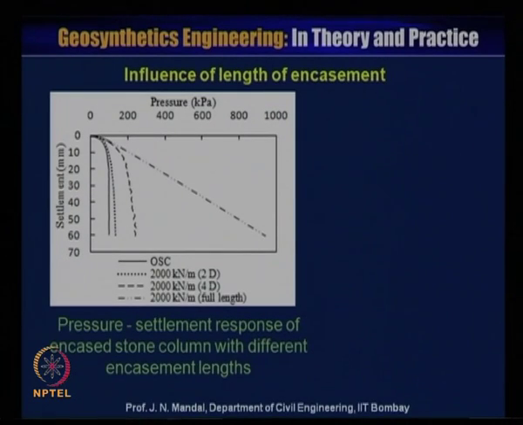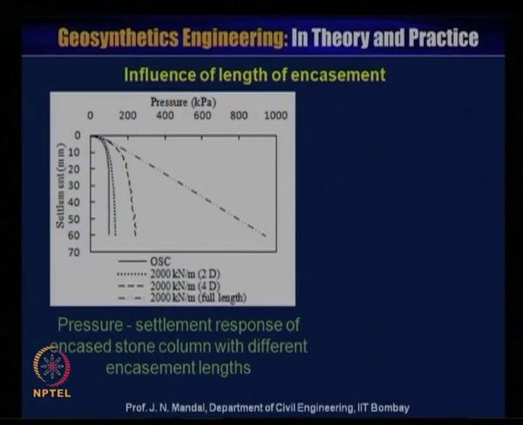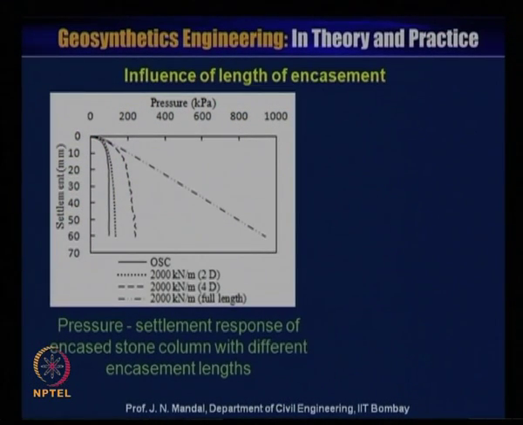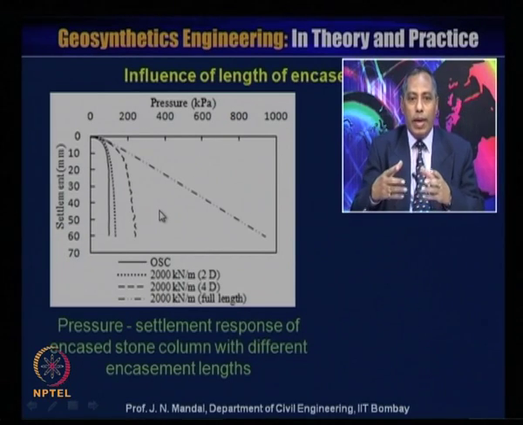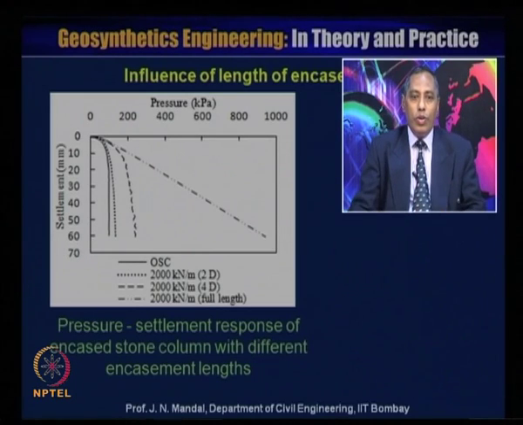Now, what is the influence of the length of the encasement? Here is the pressure settlement response of the encased stone column with different encasement lengths. We know the diameter of the stone column, so we have taken 2D length, 4D length, and 5D length. When you are taking the 2D length, you can see the pressure and settlement curve.